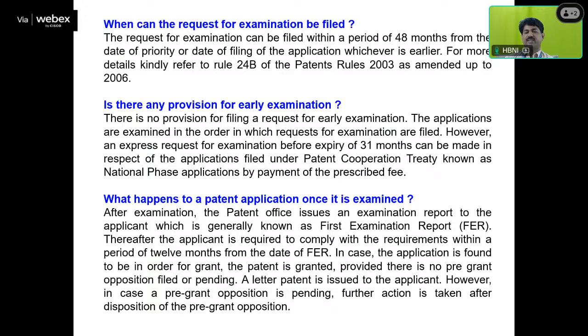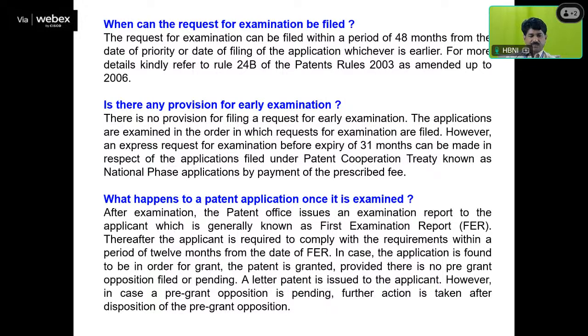If after getting the first examination report there is nothing, that will be nil in the examination report, but normally it contains some things to comply with. So whatever is requested for complying in that first examination report has to be complied with and sent to the authority again. In that case, if the application is found to be in order, then the patent will be granted.